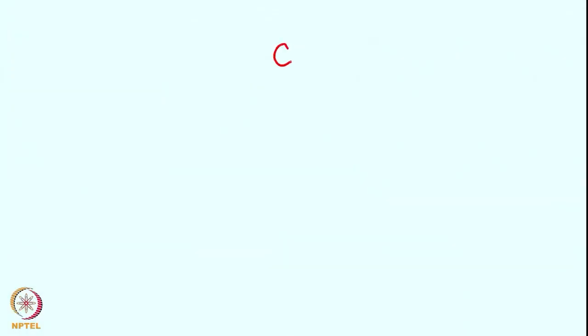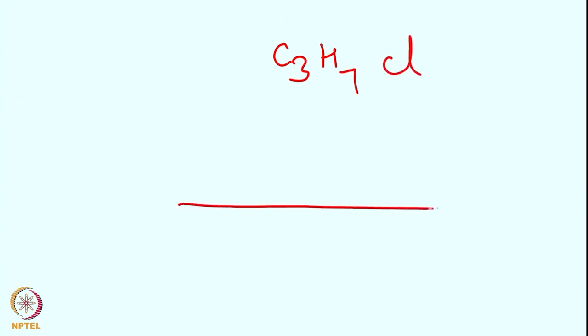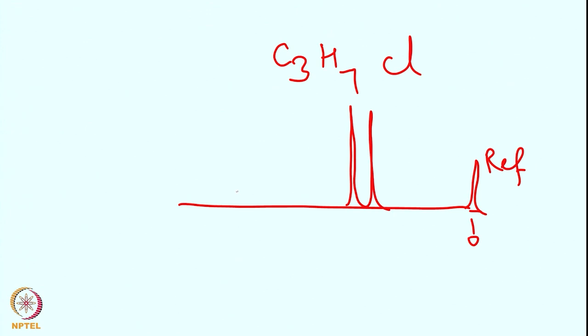Now, I will give you some examples of the splitting. We will try to determine the chemical structure of the compound. So, suppose now we consider the spin-spin coupling to determine what molecule this is. Let us take an example like C3H7Cl, and we have a spectrum where our reference is at 0 ppm, TMS, and we get here 2 peaks, and here we get a multiplet.